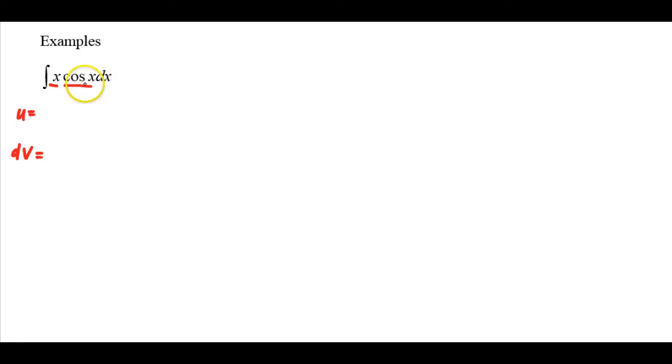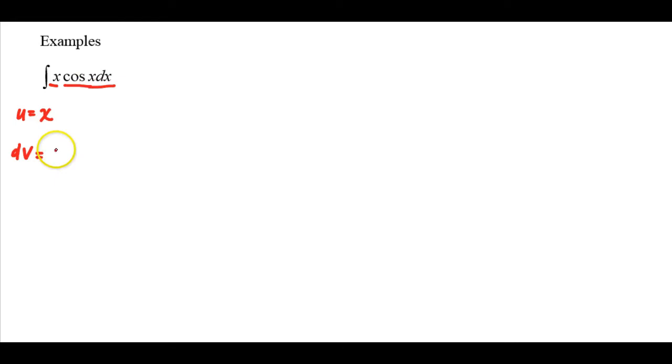But remember, the second part to the strategy was I want the derivative of u to be nicer or more simple than the original function u. So the derivative of x is 1, and so 1 is a little nicer, more simple than x. Whereas if I take the derivative of cosine x, the derivative is negative sine x, which is sort of along the same lines in complexity. The cosine function and negative sine function are both trig functions, but taking the derivative of x gets me just 1. So I'm going to let u be x so that dv is everything else.